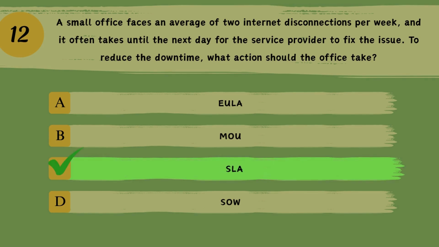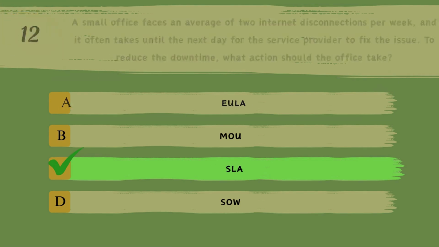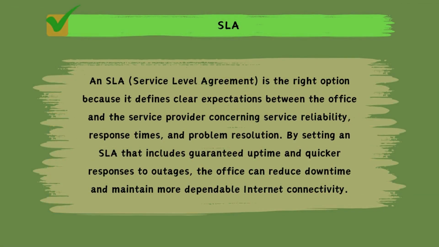Correct answer. C. SLA. An SLA, Service Level Agreement, is the right option because it defines clear expectations between the office and the service provider concerning service reliability, response times, and problem resolution. By setting an SLA that includes guaranteed uptime and quicker responses to outages, the office can reduce downtime and maintain more dependable internet connectivity.